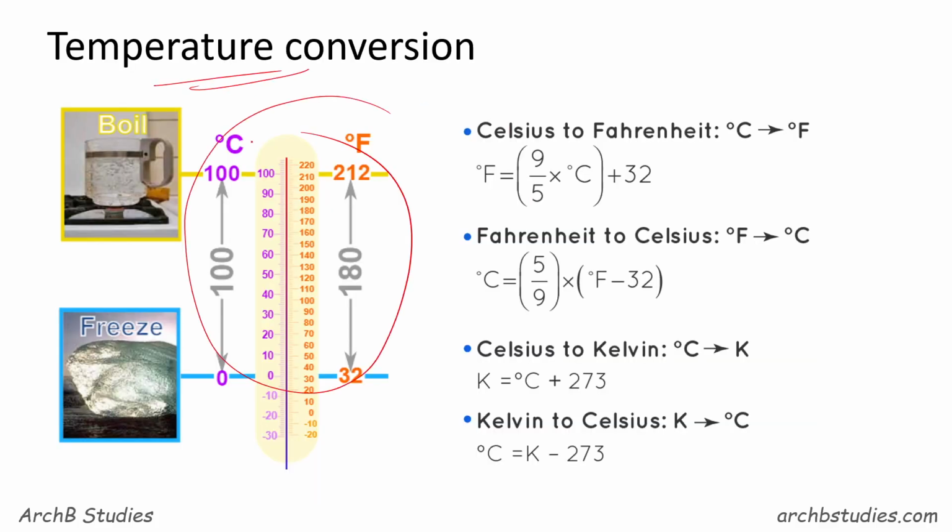If you see a thermometer, you will see the numbering like this on both sides, in Celsius and Fahrenheit. Now if you want to convert Celsius to Fahrenheit, you just keep the value of Celsius over here and calculate it.